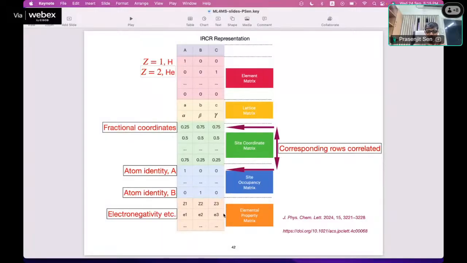And the last bit is you can have as many rows as you wish. But each row lists some chemical property of the constituent atom. So the first row could be atomic number Z. The second could be electronegativity. The next could be group number, period number, and so on. It's up to you what properties you want to include. So that gives you, again, this 2D pictorial representation of your material.